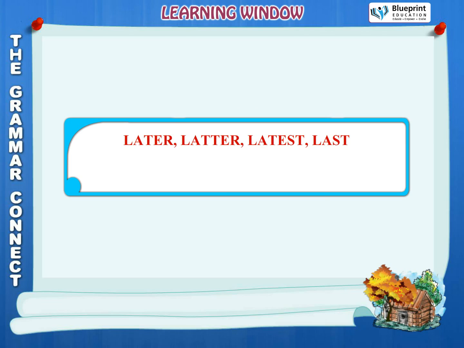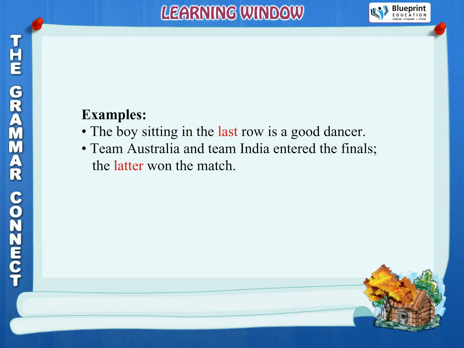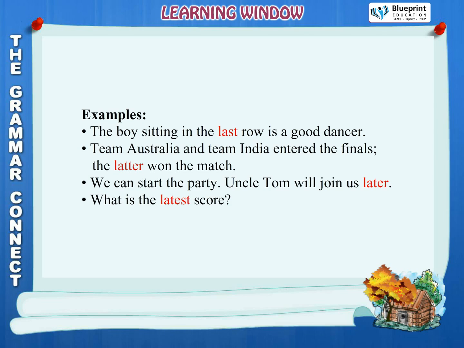Later, latter, latest, last. Later and latest denote time. Latter and last denote position. Examples: The boy sitting in the last row is a good dancer. Team Australia and Team India entered the finals. The latter won the match. We can start the party. Uncle Tom will join us later. What is the latest score?